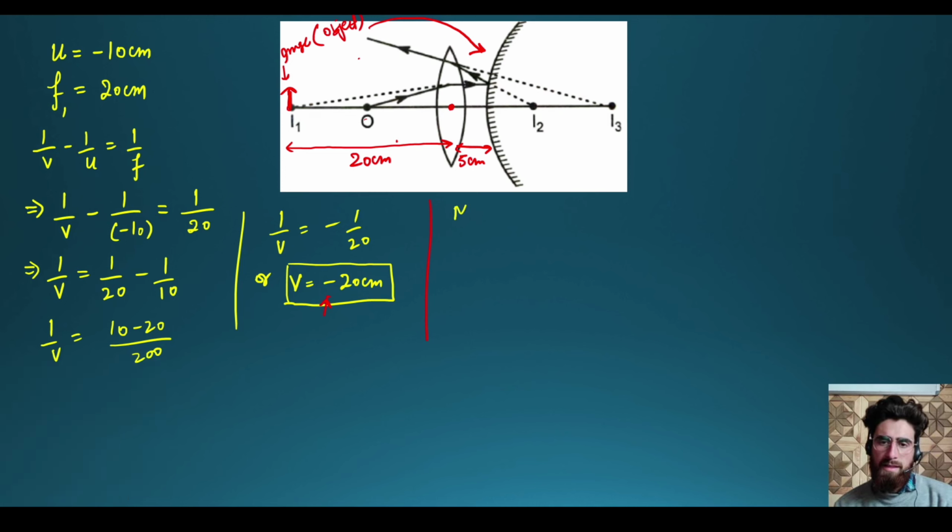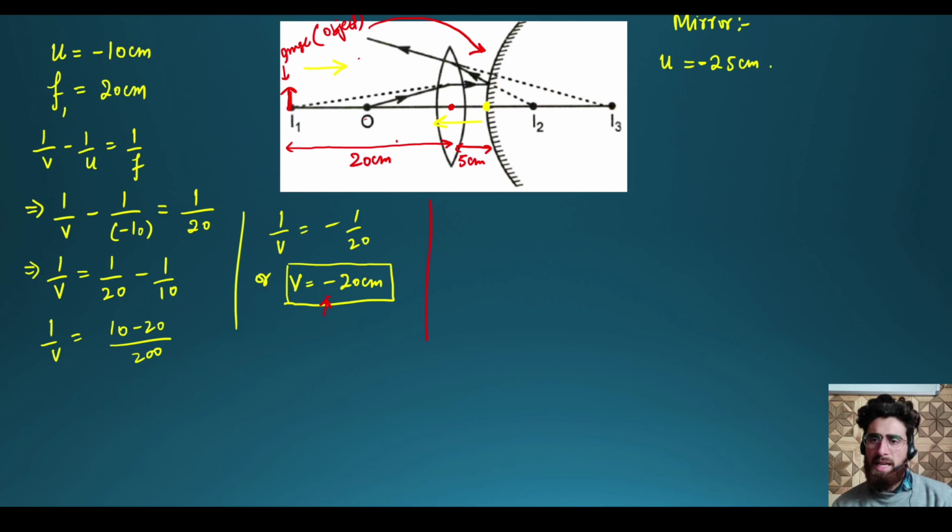So in case of the mirror, we know that the object distance is going to be 25 centimeters. But what about the sign conventions? From the pole of the mirror, in order to locate the object, we have to travel in this direction, but the incident light is going to travel in this direction, so we are going in the opposite direction, so it's going to be negative.